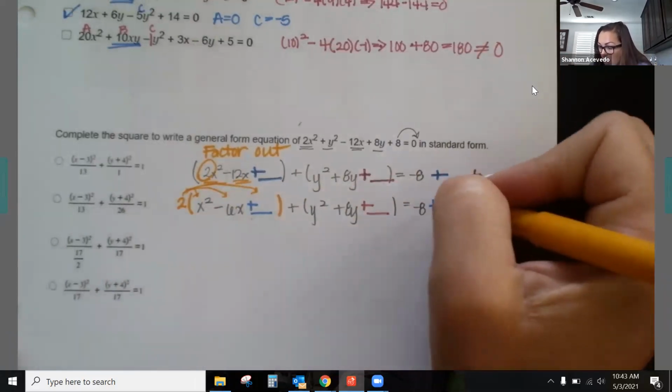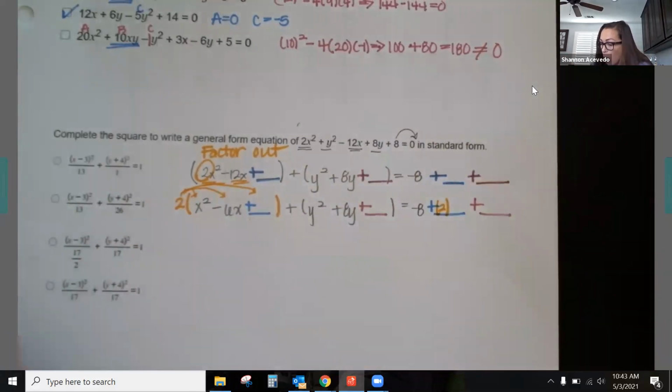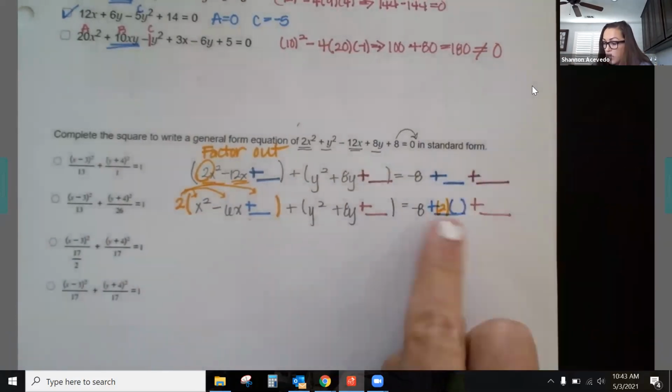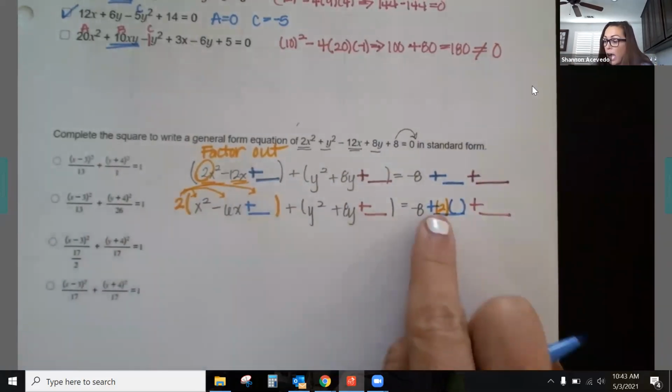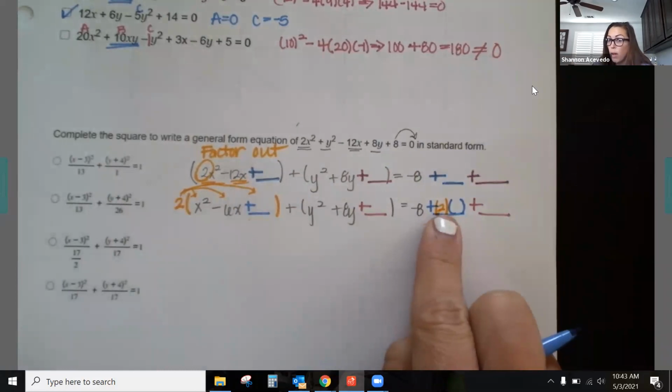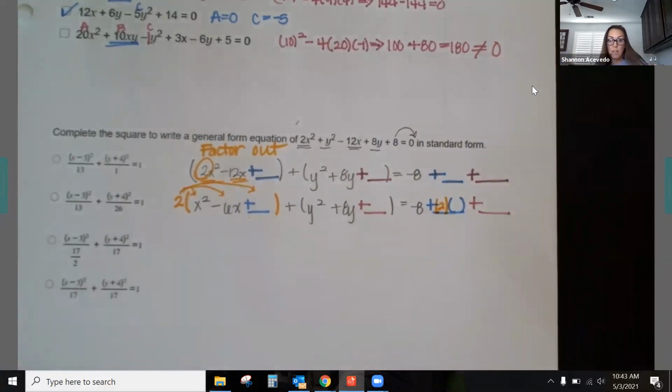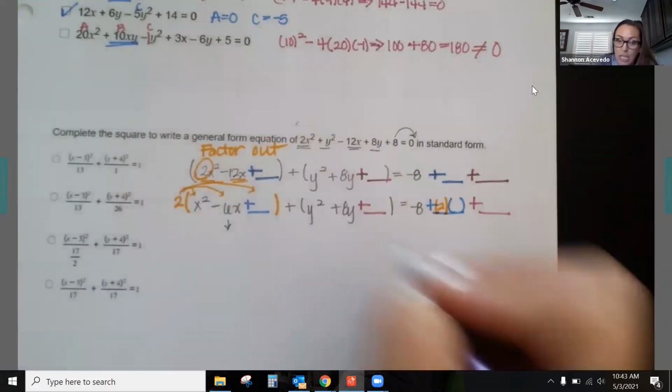So what I need to add over here would be 2 times whatever that value is. So that's the biggest trick. This 2 out in front here has to also go here as well, so that we're adding the same values to both sides. Now for the completing the square part. I like this part. This part, once you get the pattern, it's easy peasy.